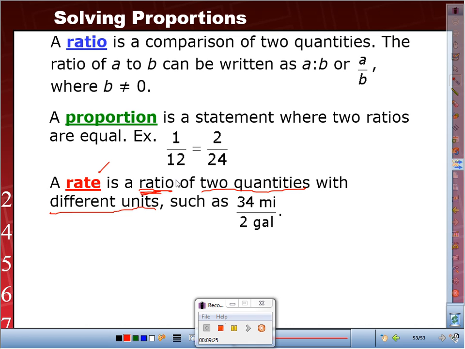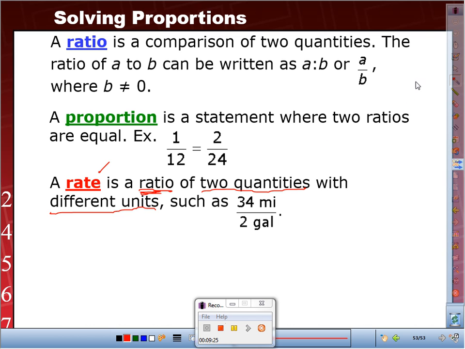So let's say he ate 63 hot dogs in 5 minutes. That is an example of a rate. How can we write that? 63 hot dogs over 5 minutes. Is that different types of units? Yeah, hot dogs and time. Does that make sense? Yeah, so that's another example of a rate.